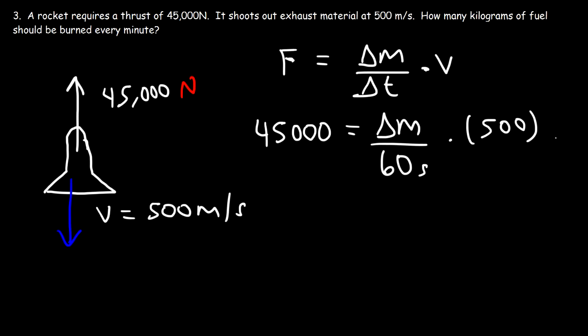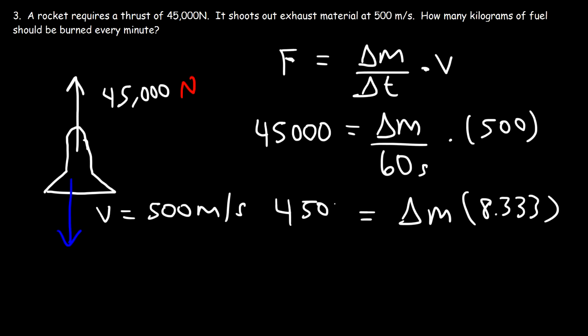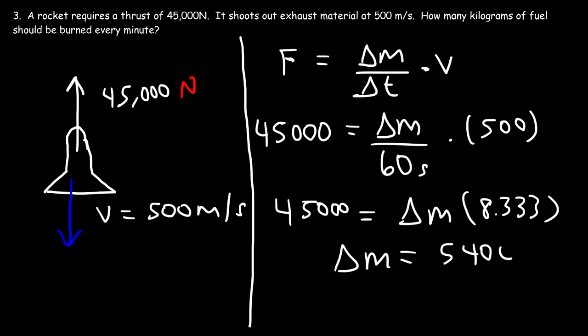So now it's all algebra. So 500 divided by 60 is equal to 8.3 repeating. So you could say 8.333. Now to calculate the change in mass, it's just going to be 45,000 divided by 8.333. So it's 5,400 kilograms. That's how much fuel needs to be burned every minute.